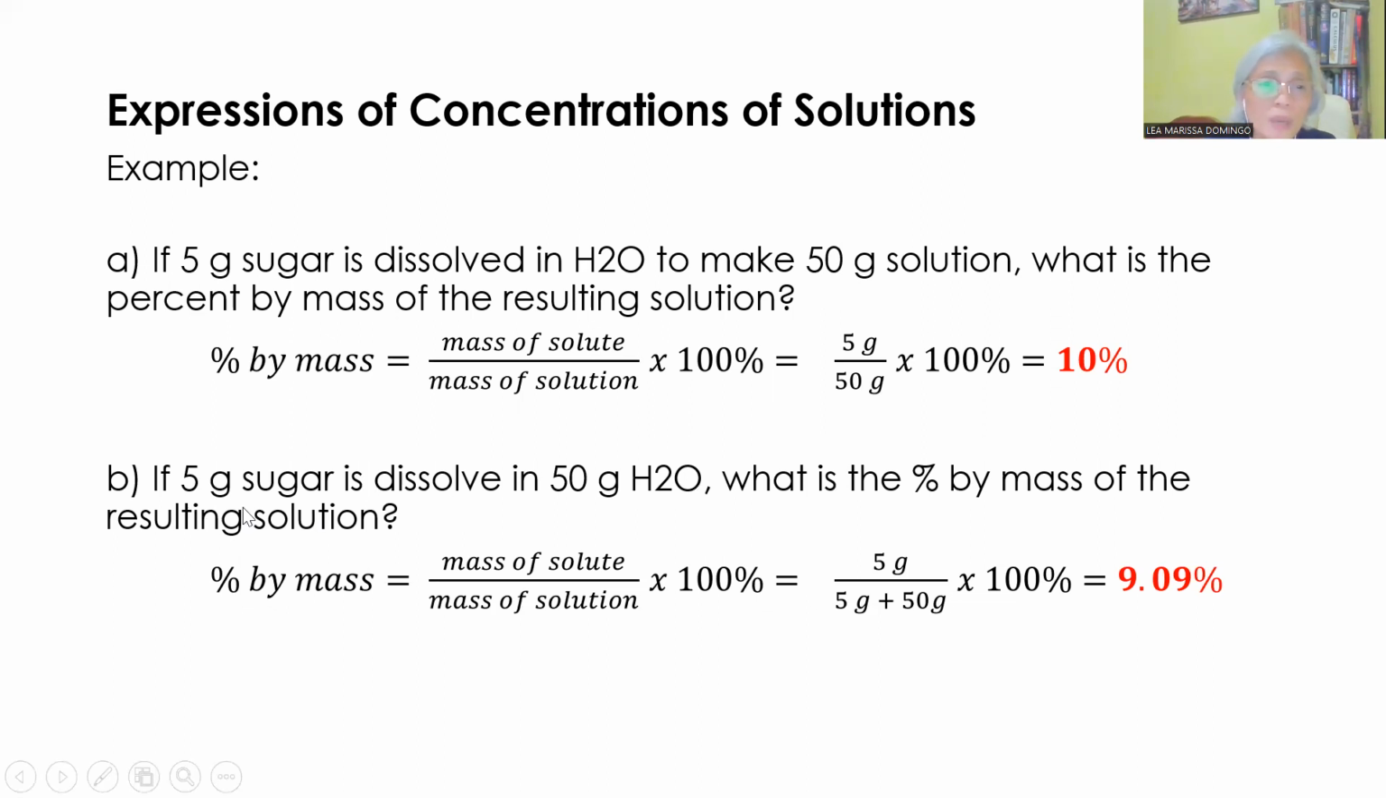Anong kaibahan dito? If 5 grams of sugar is dissolved in 50 grams of water, what is the percent by mass? So take note that the mass of solution now is equal to the mass of sugar plus the mass of water. Yung kaibahan kasi kanina, 50 grams na ng solution. Dito, yung 50 grams solvent lang. Okay? So we add the mass of solute and the mass of solvent. So we now have 5 grams divided by 55 grams. So we have 9.09% by mass.